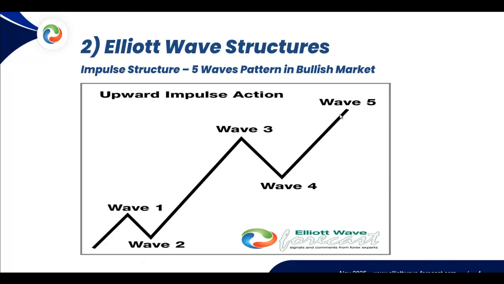The main rules: Wave 3 cannot be the shortest. Wave 4 cannot pass the beginning of wave 2. Within wave 3, wave 2 cannot pass the beginning of wave 1. And within wave 3, wave 4 cannot overlap wave 1. So that's the main Elliott Wave impulse.